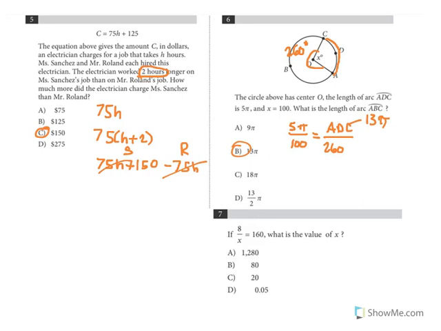If 8 divided by x equals 160, what is the value of x? All right, now this one we have to deal with a real simple math concept. If we have a positive whole number and we're dividing by some other number, and our result, our quotient, is a positive whole number that is larger than the number we started with in our numerator, we have to be dividing by a number less than 1. So the only number on here less than 1 is 0.05.